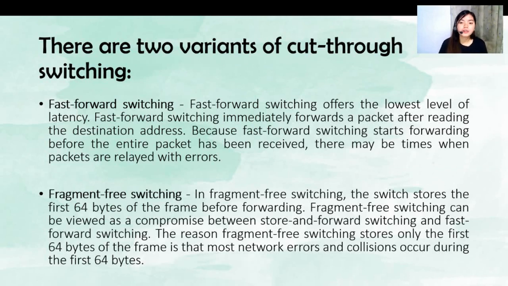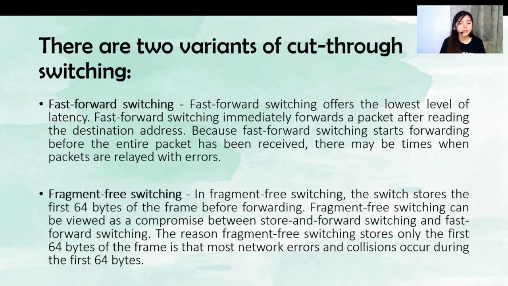So there are 2 variants of cut-through switching. The first one is fast-forward switching. It offers the lowest level of latency. Fast-forward switching immediately forwards a packet after reading the destination address. Because fast-forward switching starts forwarding before the entire packet has been received, there may be times when packets are relayed with errors.